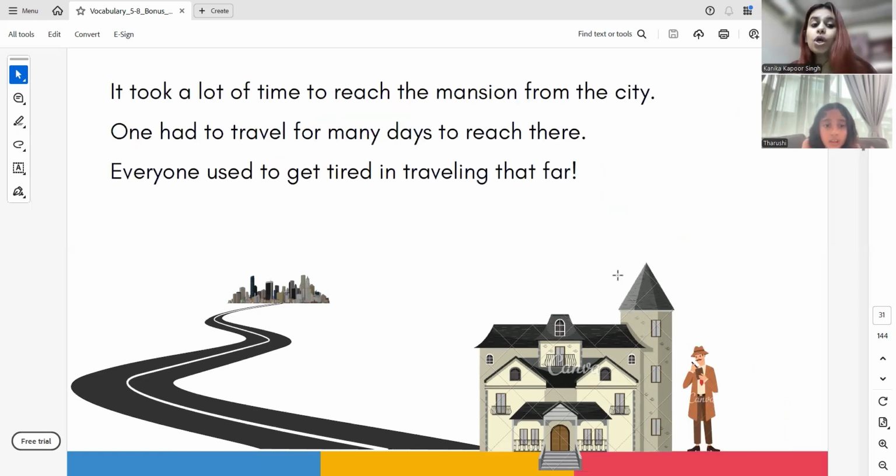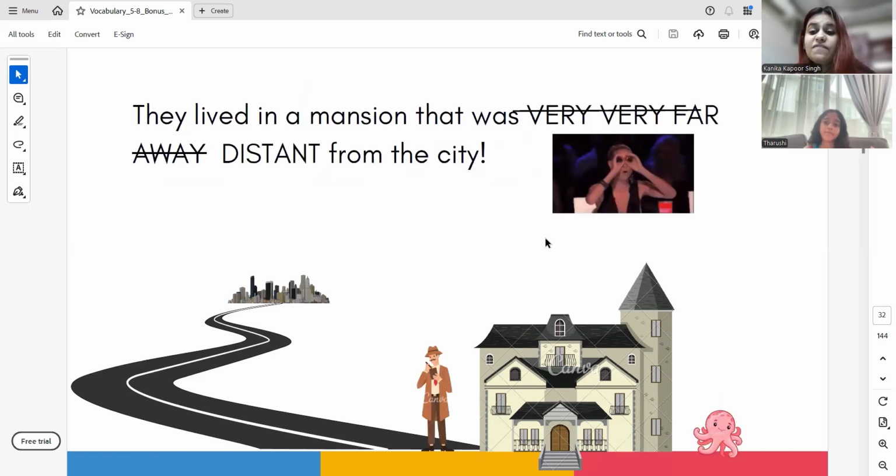It took a lot of time to reach the mansion from the city because it was far. One had to travel for many, many days to reach there. Everyone used to get tired traveling that far. I could not travel that far. I want some car or some new vehicle that can travel so far. Can you walk from that location to here? No. So which vehicle will you use? A car. Car. Great. They lived in a mansion that was very, very far away.